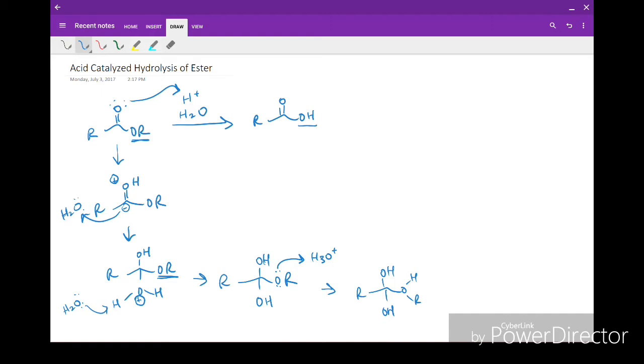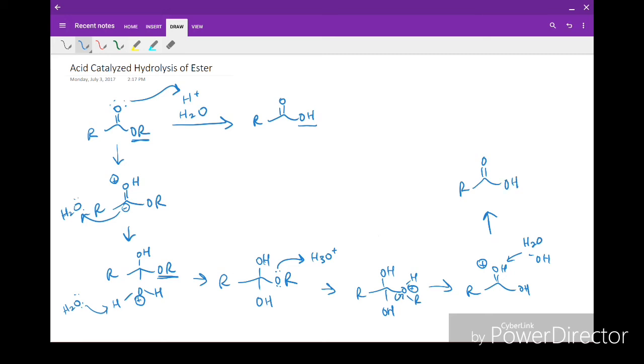Now this OR group is really ready to go, and so it just takes off and turns our molecule into something that looks like this. Now, final step, we need to get rid of this positive charge. And do we have something basic in our solution? Yes, we have water, and we can have hydroxide ions. Either of them will work to remove this proton, removing the positive charge, and in the end we get our carboxylic acid.